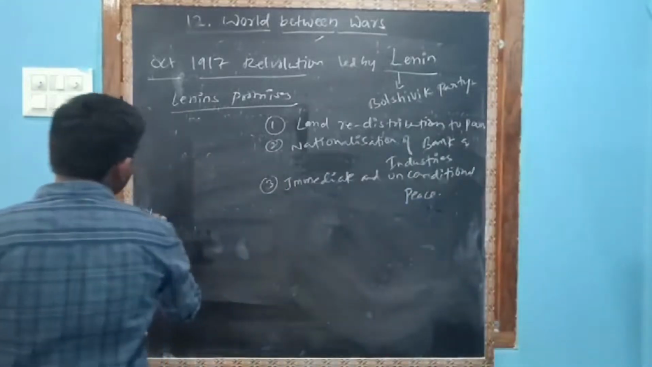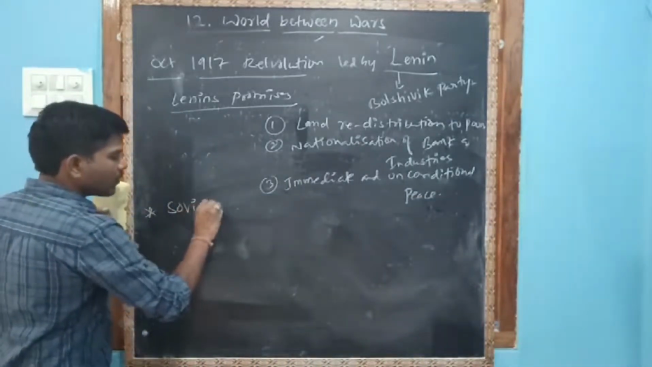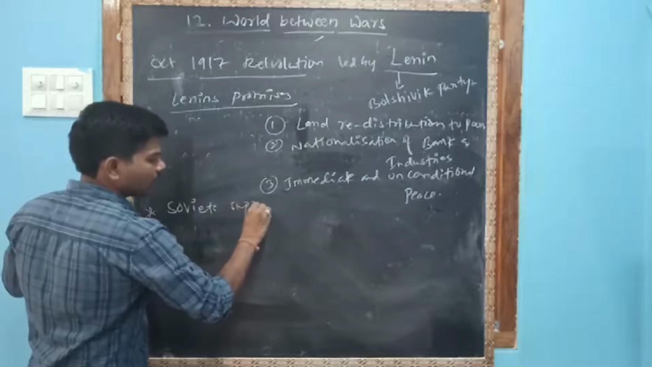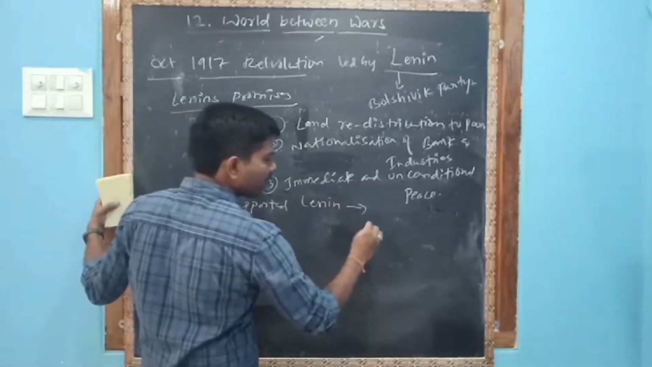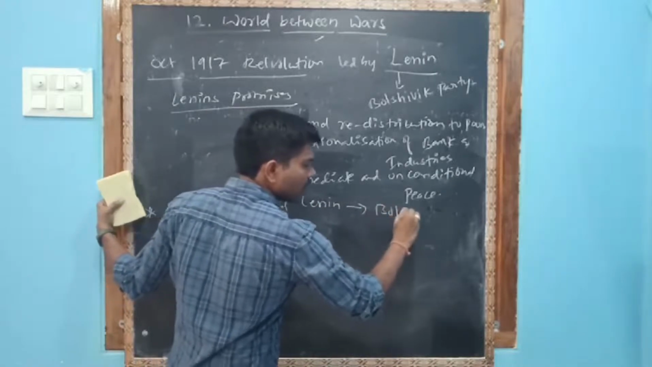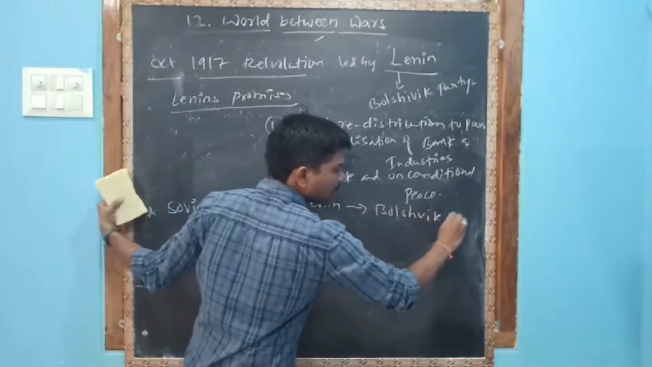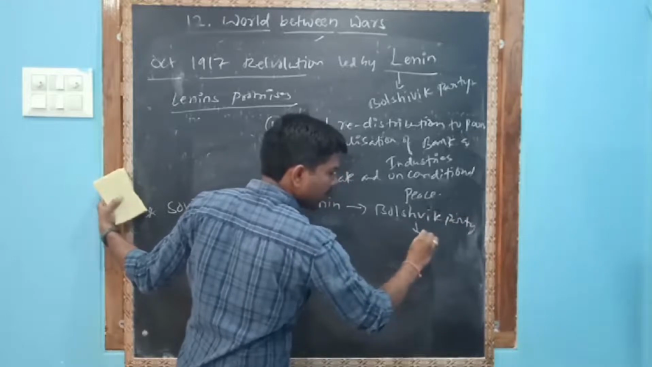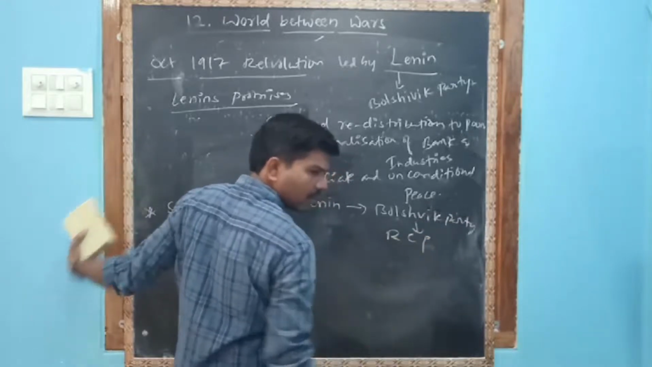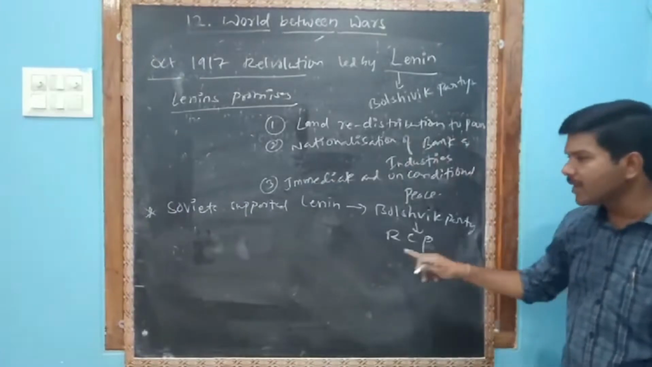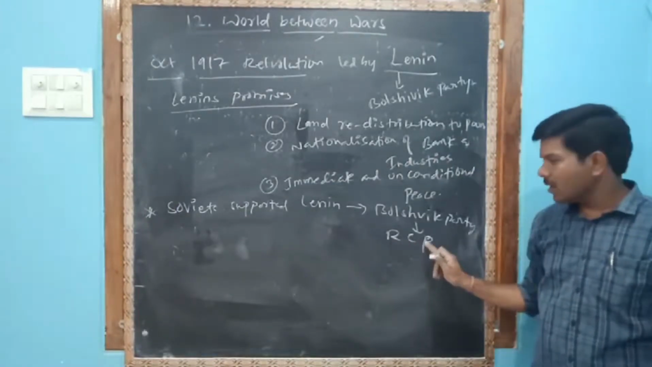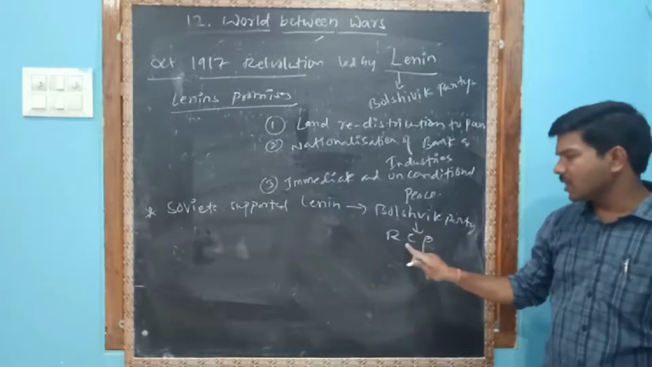Then Soviets supported Lenin. Finally, the Bolshevik party became RCP. RCP, not RCB. RCP means Russian Communist Party. The Bolshevik party is also known as the Russian Communist Party.